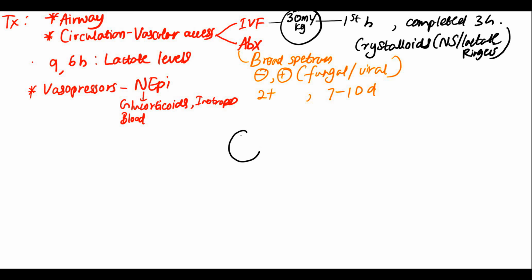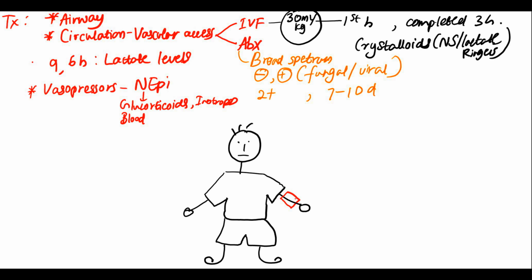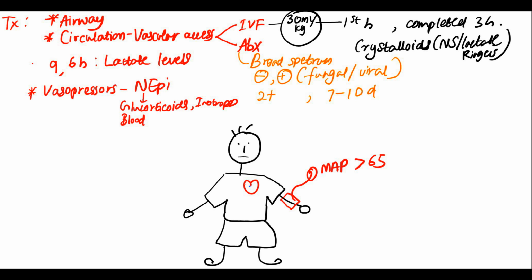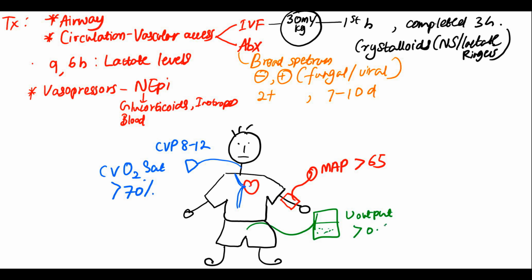Now let's see what our goals are. We must maintain a mean arterial pressure of more than 65, and the central venous pressure, which is measured by the internal jugular vein, should be around 8 to 12. The central venous oxygen saturation must be more than 70%, and the urine output must be more than 0.5 milliliters per kg per hour. While maintaining all these factors, we must pay attention to removing the infectious source.